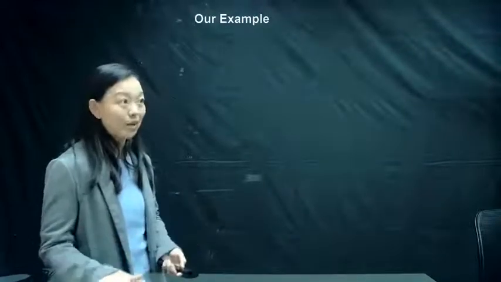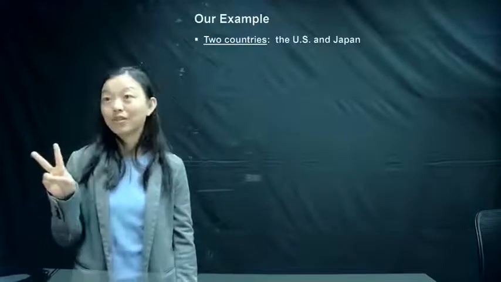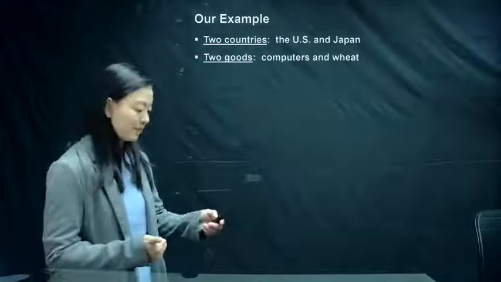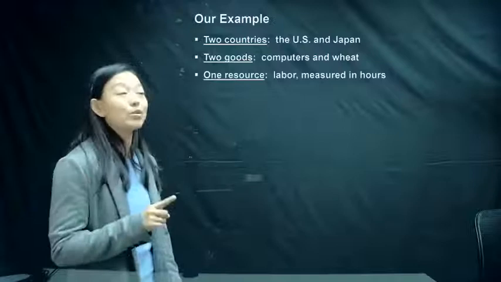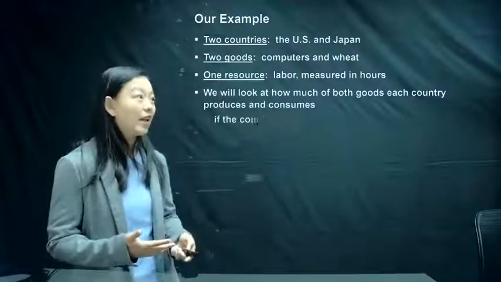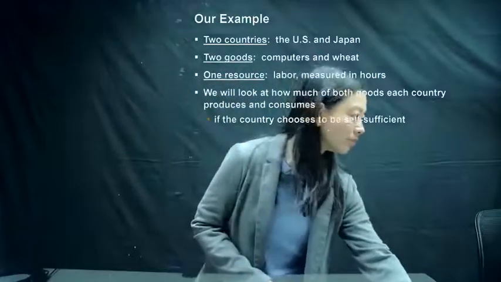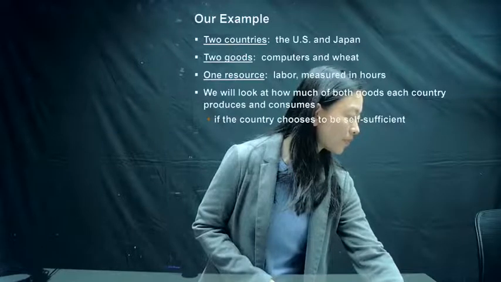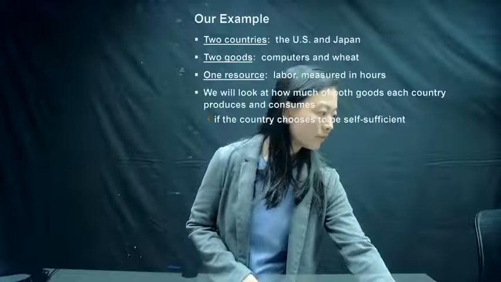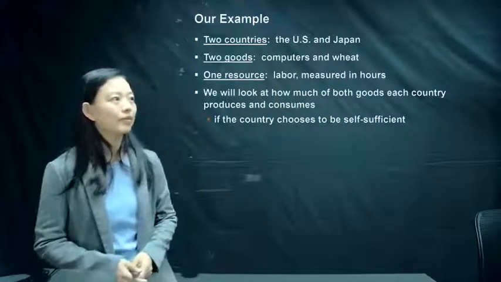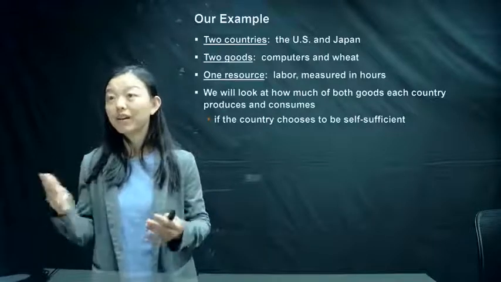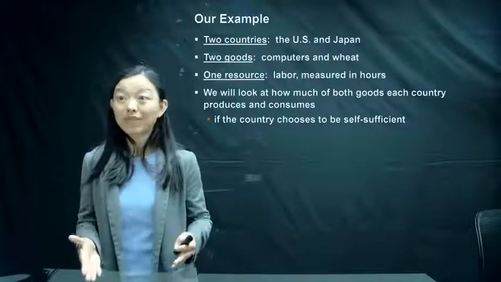So let's look at our example, our model. We assume there are only two countries, US and Japan, and they can produce two products, computers and wheat. We have only one resource, that is labor hours. We will look at how much of both goods each country can produce and consume in two scenarios. We would like to see how much each country can produce and consume in the two scenarios.